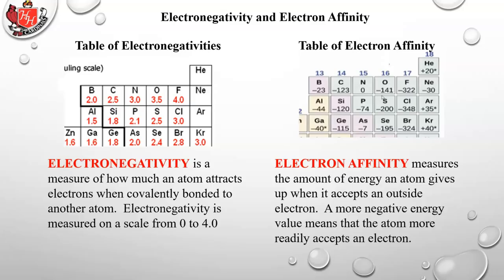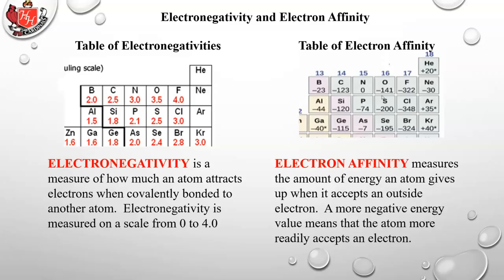Now, electron affinity is a measure of the amount of energy an atom gives up when it accepts an outside electron. Remember that ionization energy is how much energy you have to put into an atom to take an electron out. This is the opposite. It's how much, when you take an electron in, it gives off energy, because a system wants to go to a lower energy. So it will take in an electron if that allows the atom to go to a lower energy. And so you see the table of energies there for electron affinity.